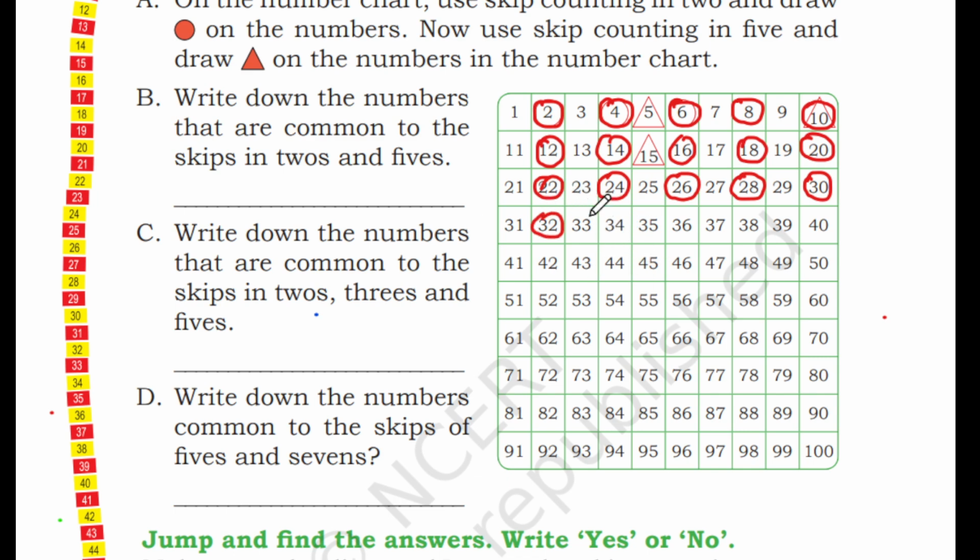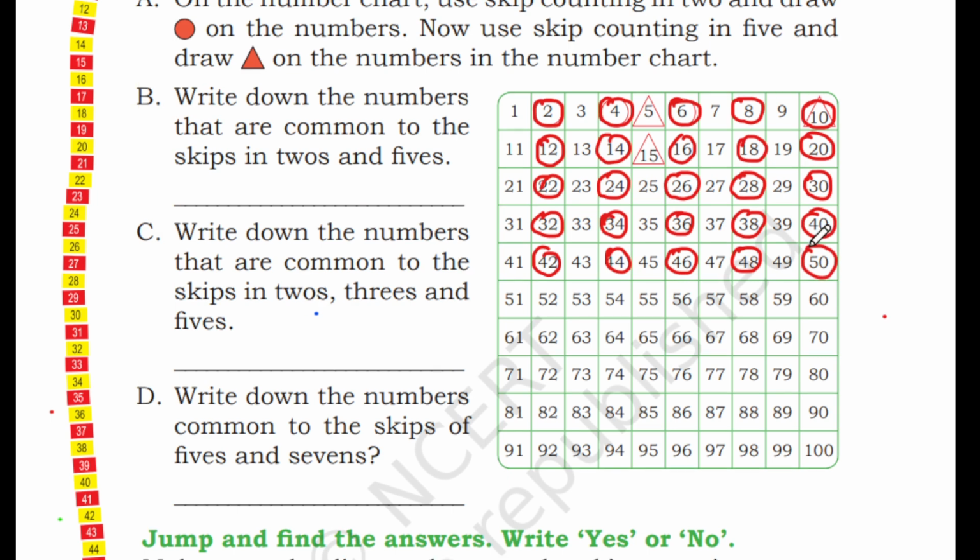Next we have 34, 36, 38, 40, 42, 44, 46, 48, 50. Now we are doing skip counting by 2.